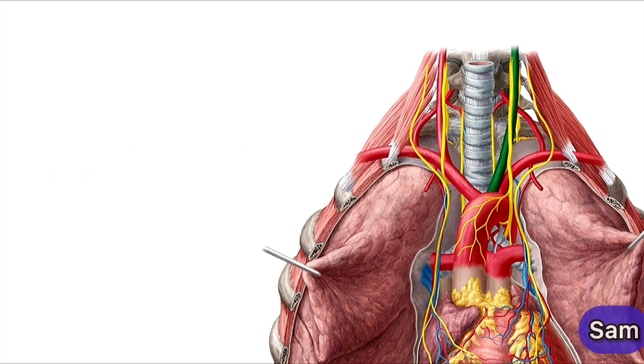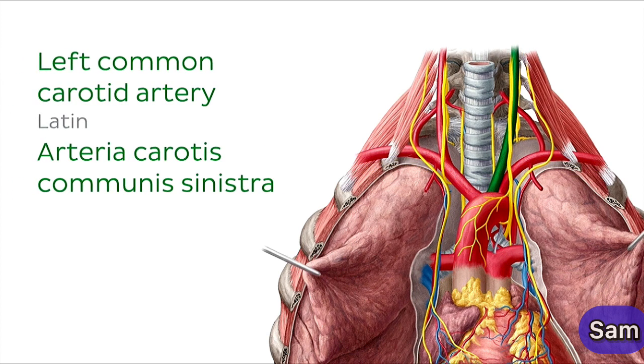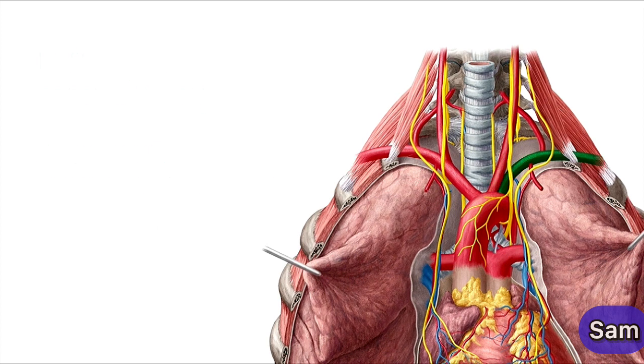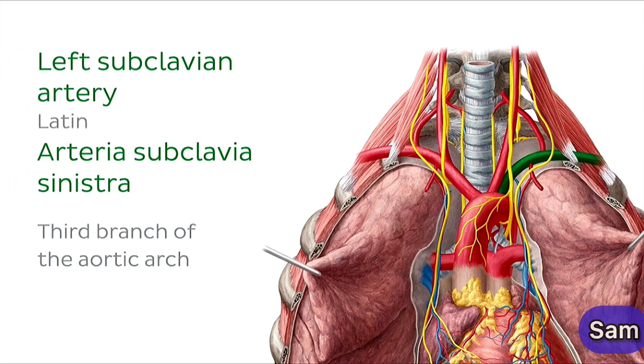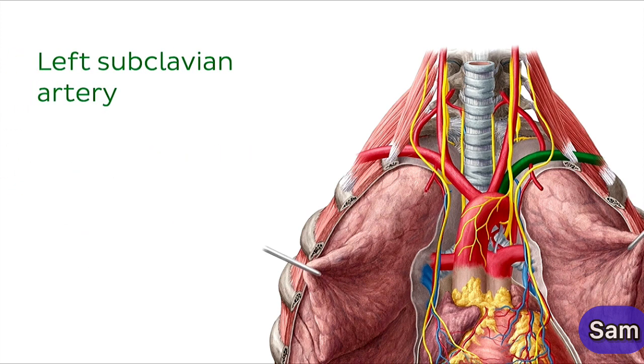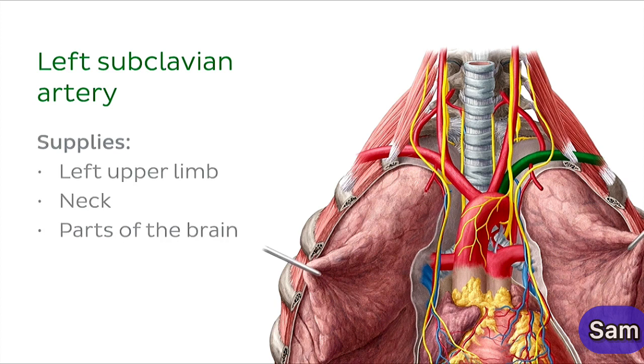Up next is the left common carotid artery, which is the second branch of the aortic arch. And this is different than what we saw on the right side. Rather than coming off a common trunk, the left common carotid and left subclavian arteries come directly off the aortic arch. And like its right-sided counterpart, the left common carotid goes up to supply the head and the neck. Just nearby, we can see the third and final branch of the aortic arch, which is the left subclavian artery. And like on the right side, this vessel is responsible for supplying the left upper limb, the neck, and parts of the brain with oxygenated blood.